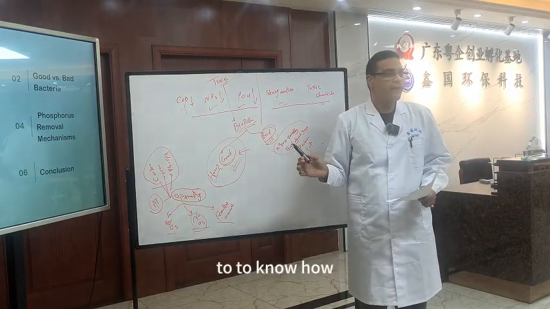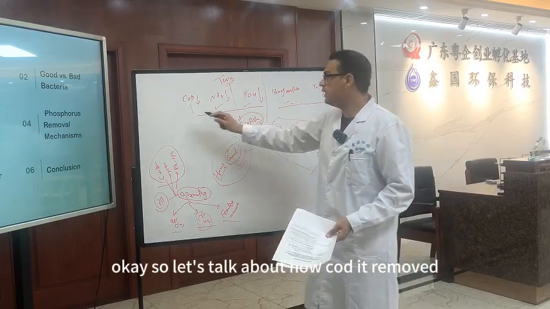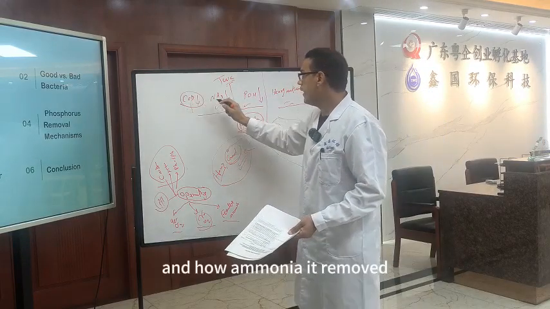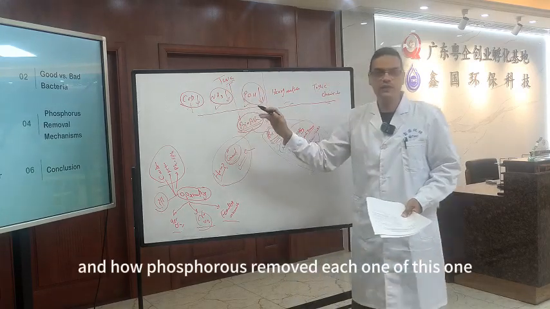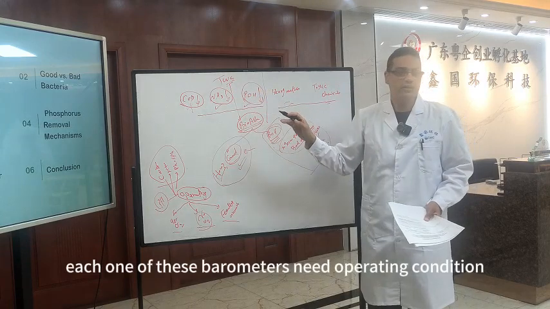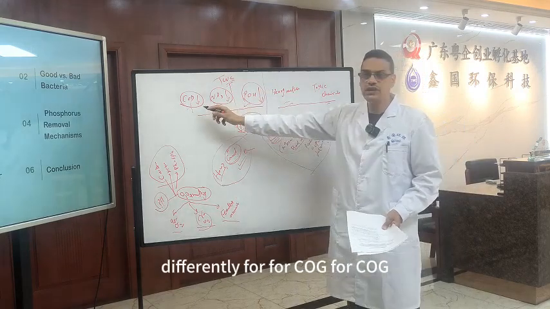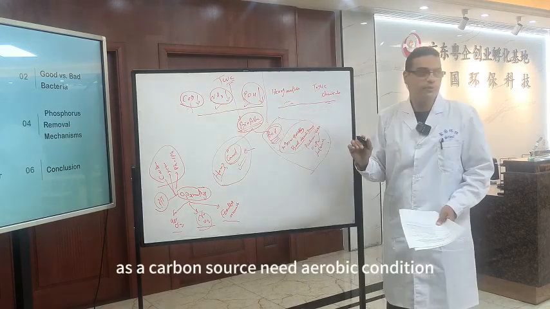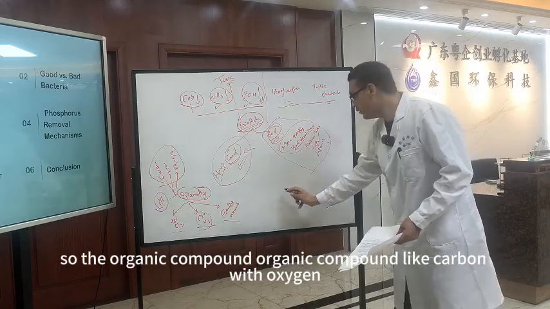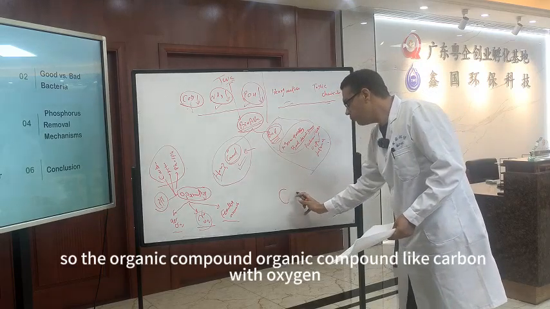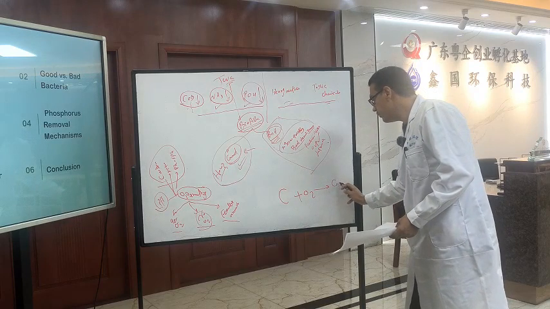to know how. Okay, so let's talk about how COD is removed, how ammonia is removed, and how phosphorus is removed. Each one of these parameters needs different operating conditions. COD, as a carbon source, needs aerobic conditions. So the organic compound, like carbon with oxygen, will make CO2.